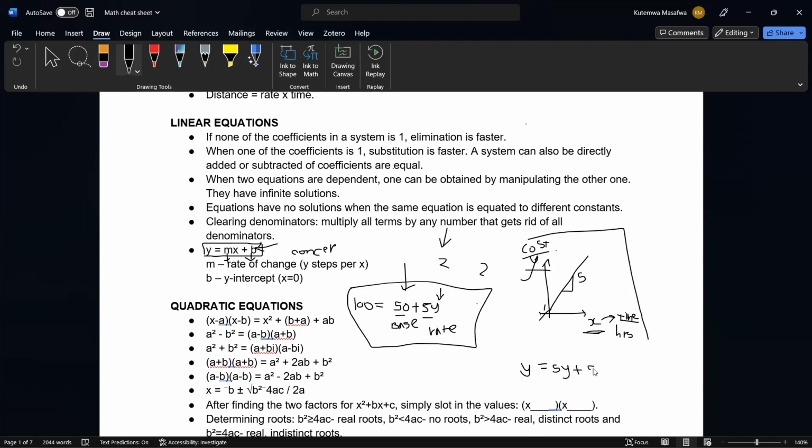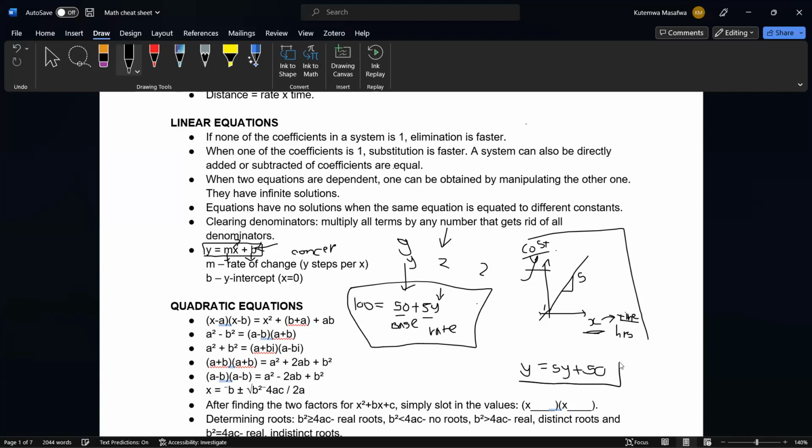So the concept I want you guys to understand is there's only two things you can get from an equation: the m and the b, or the c, whichever one you want to use. So you can get the gradient or you can get the y-intercept. Those are the only two things you can get from a single equation. And for you to get those two things, your equation has to be in this form.